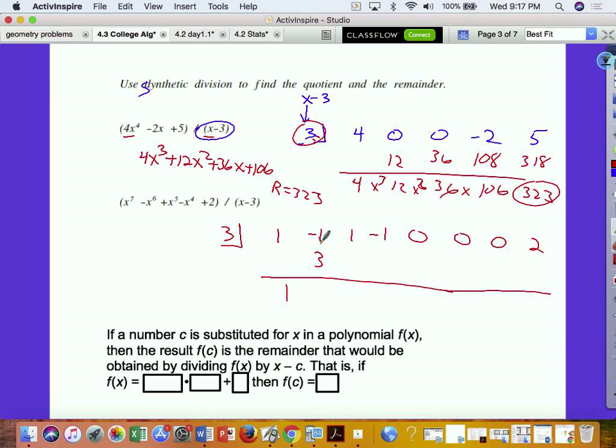Multiply, add, multiply, add, multiply, add, multiply, add. Multiply, kind of a big number, it's going to be 1,620, and that would be a remainder of 1,622. Constant, x, x squared, x cubed, x to the 4th, x to the 5th, x to the 6th.